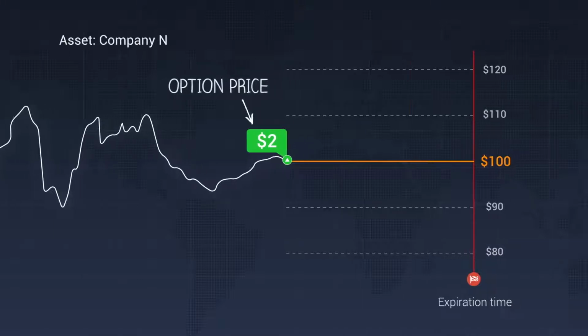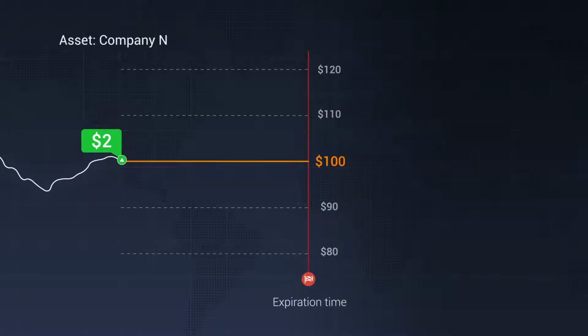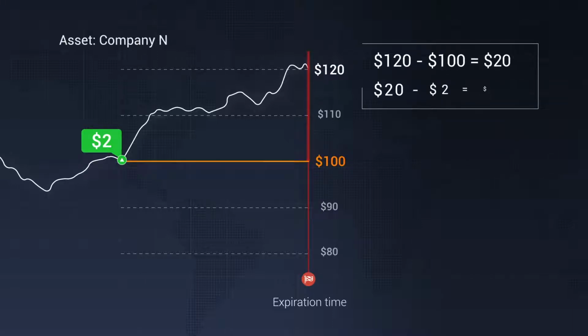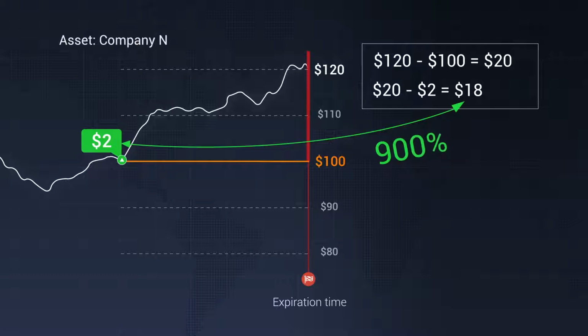Let's look at three possible scenarios. Scenario 1. The share price increases to $120 in the given time period. In this case, the buyer can exercise the option to buy shares at $100 and immediately sell them for $120, earning $20 minus the $2 that was paid for the option, for a total profit of $18. This is 900% of the $2 investment.